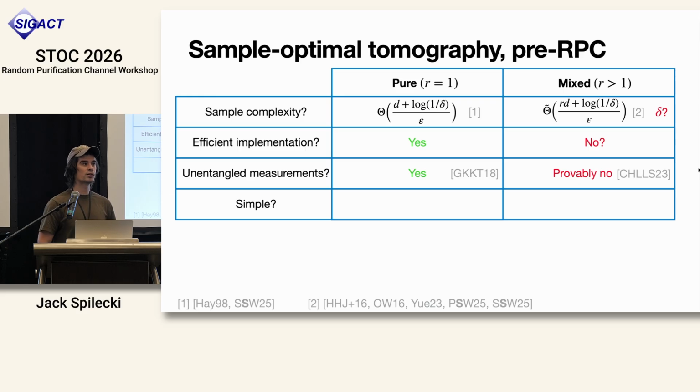And finally, maybe a more subjective question: are these algorithms simple? Are they easy to think about and to use in practice to compute things? I think it's fair to say that for pure state tomography, the answer is yes. These things are essentially symmetric subspace calculations, which is the kind of analysis you're doing when you work with these pure state algorithms.